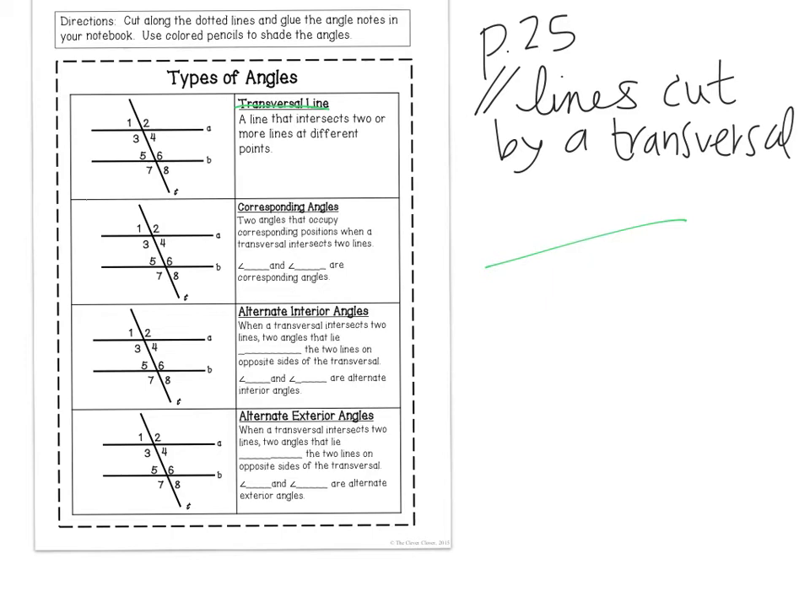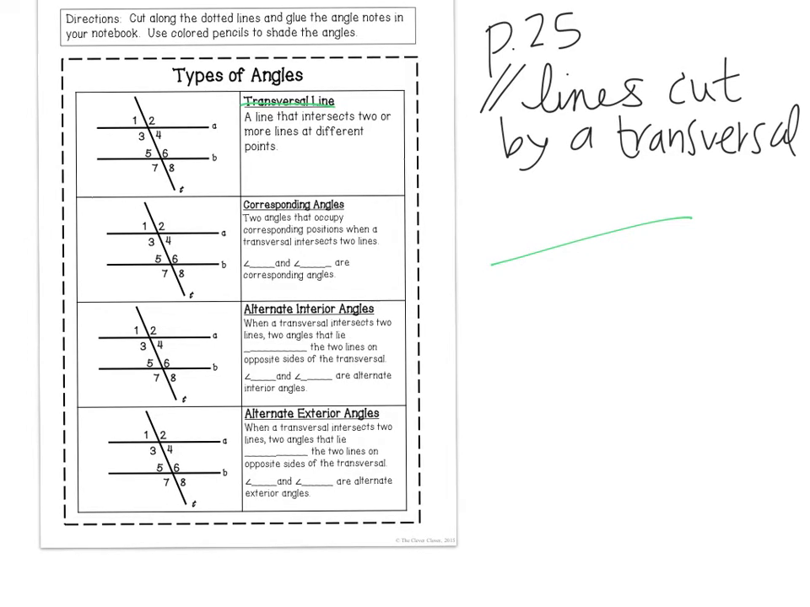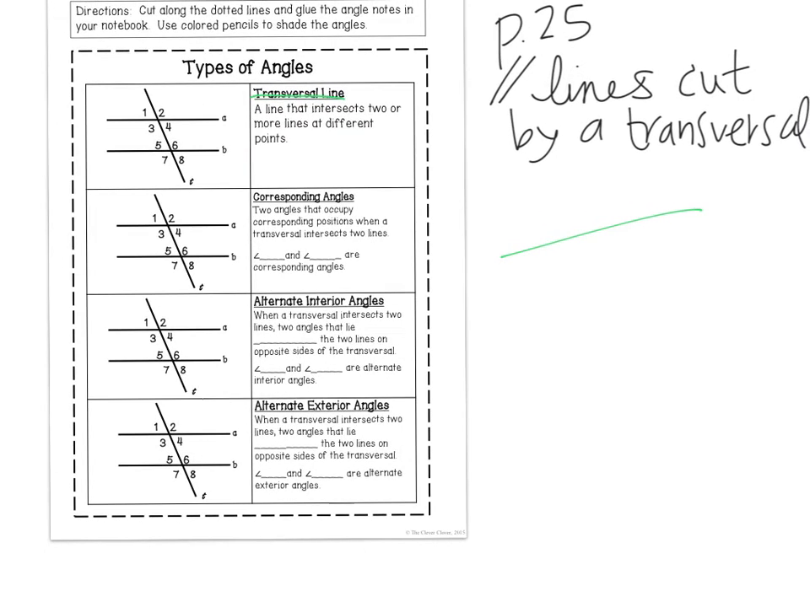Okay. All right, so that will go on page 25. And let's talk about it. So basically, this T, this line here, is the transversal that cuts through parallel lines A and B. Okay, so those are parallel. So A and B are parallel, meaning they never cross, and T cuts them like a saw. All right, so that's transversal lines.